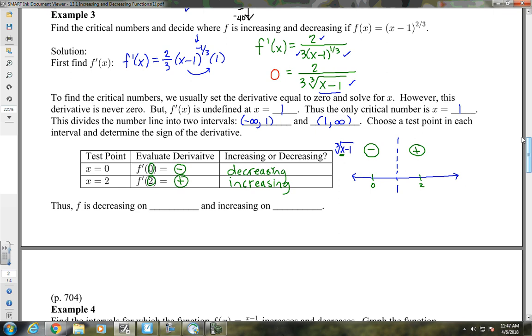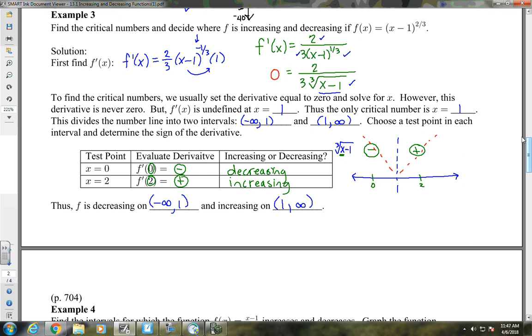So we know our function is decreasing and then increasing. We don't know the shape. We'd have to plug it into our calculator to peek at the graph, but we can predict that it's going to be decreasing where the derivative is negative. That was negative infinity to 1. And increasing where my derivative was positive. That was from 1 to infinity.